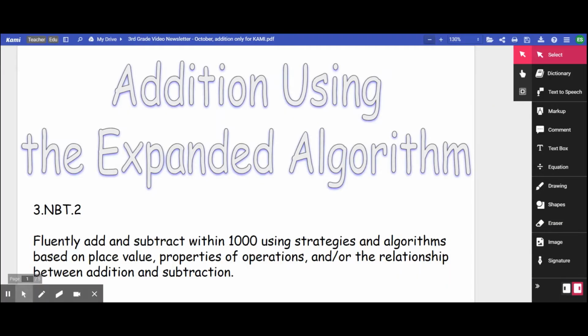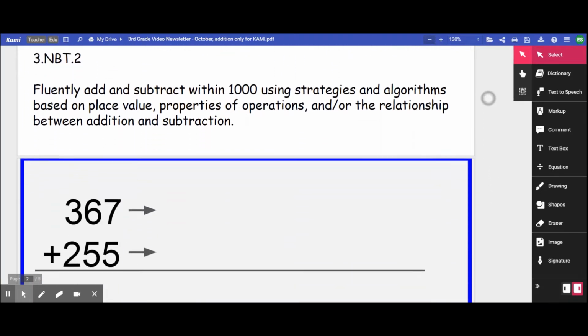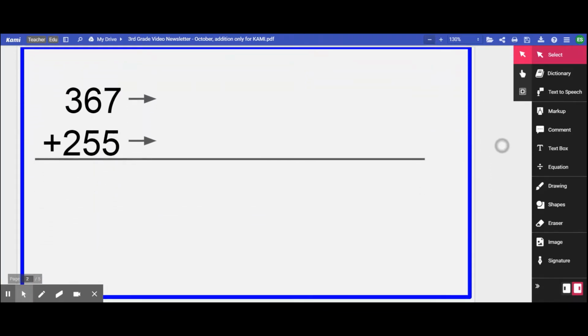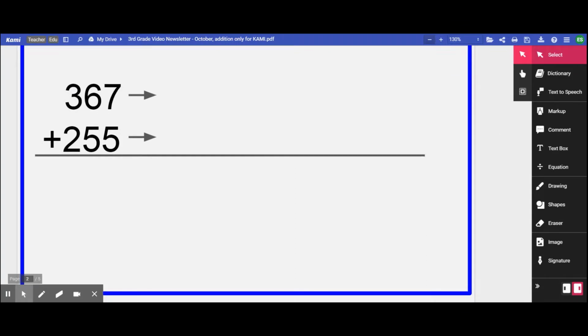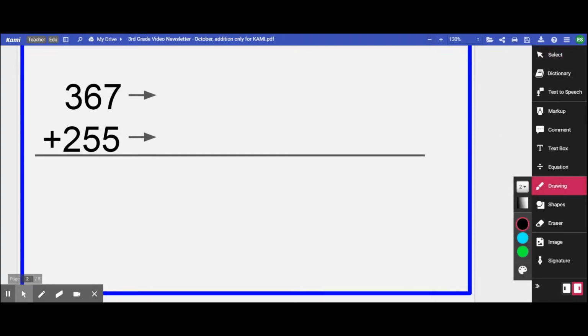Hi, today we're going to talk about the expanded algorithm and how we could use it to solve addition problems using the third grade standard 3.NBT.2. My first problem is 367 plus 255.